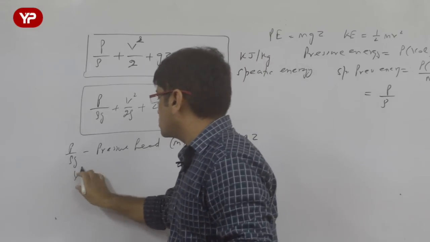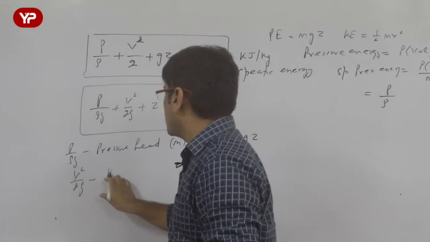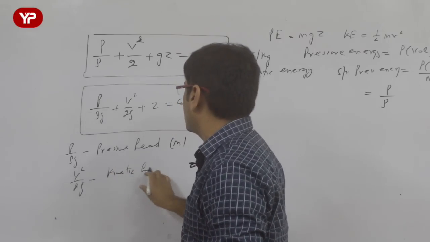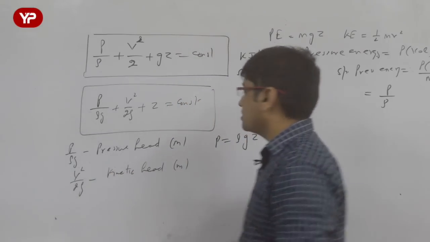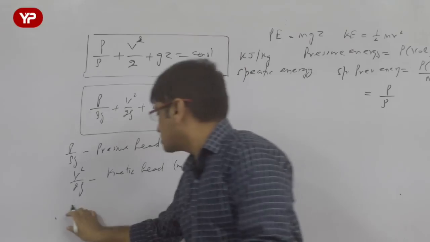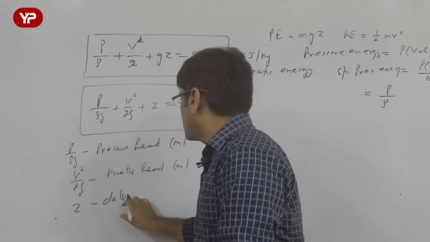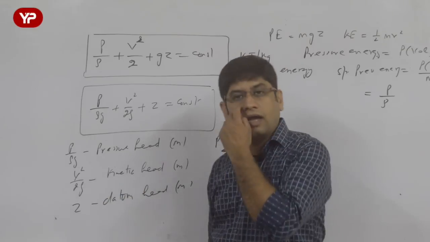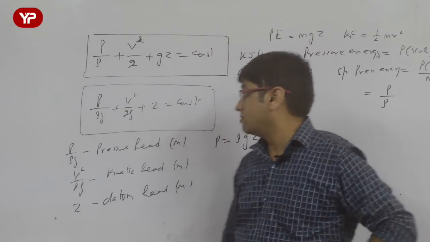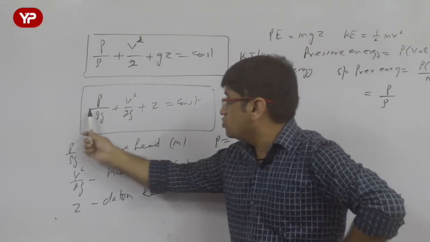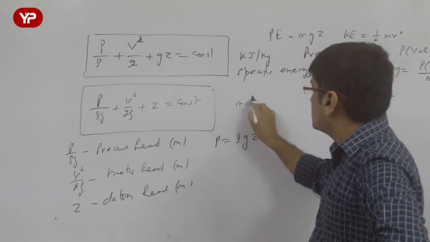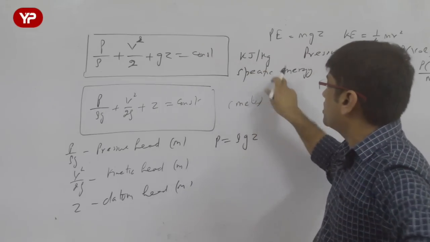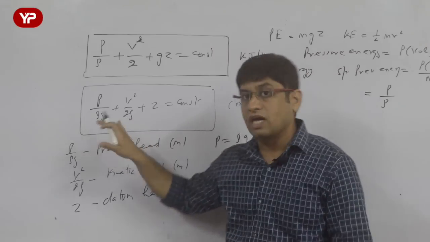Now similarly, this term is called kinetic head. Again it is in meter. And the third term, z, is called datum head. That is also calculated in meter. Pressure head, kinetic head and potential head or datum head. Now what is the unit of each term? Answer is, sir, it is the meter. So this one is specific energy terms, this is the meter terms, head terms.